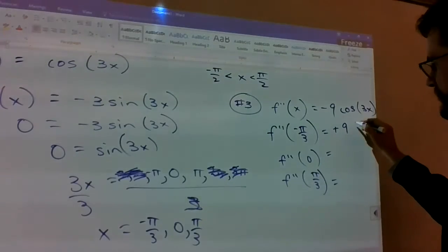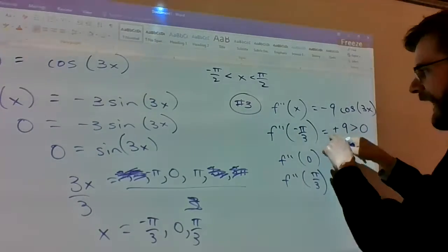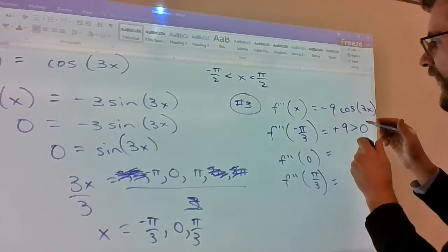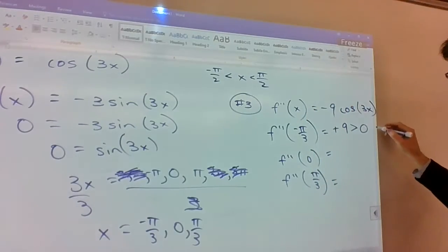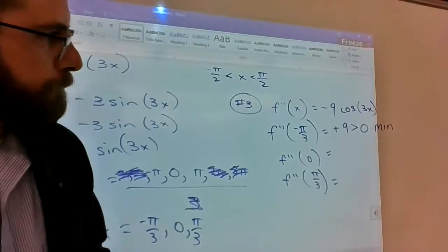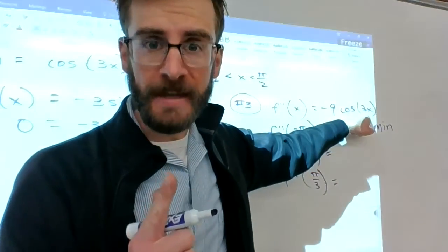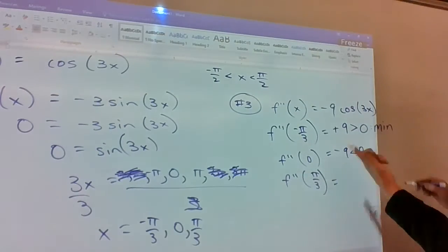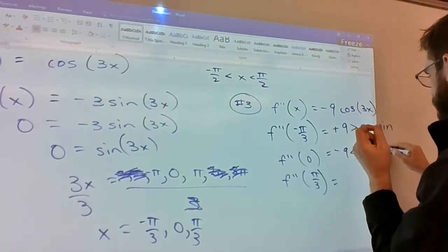The fact that that's a positive 9, greater than 0, means my second derivative is concave up at a point that's potentially a max or min value. Because it's concave up, it has to be a min value. If you plug in 0, the cosine of 0 is 1 times negative 9 makes it negative. Because the second derivative is less than 0, it's concave down. It's got to be a max value.